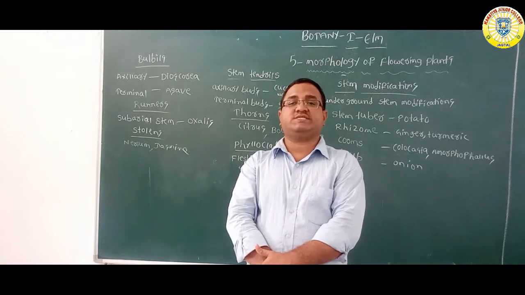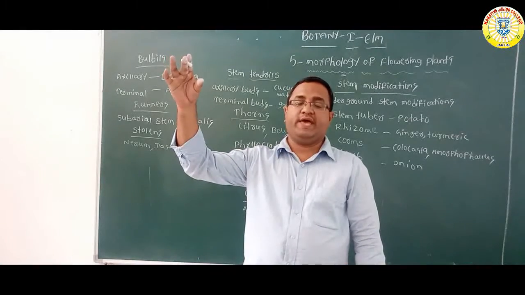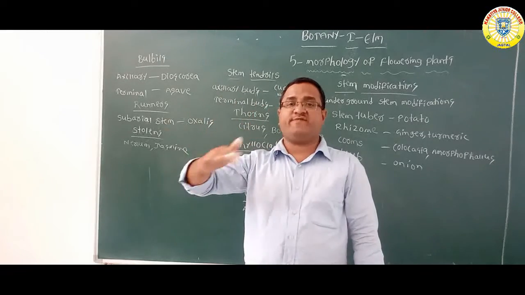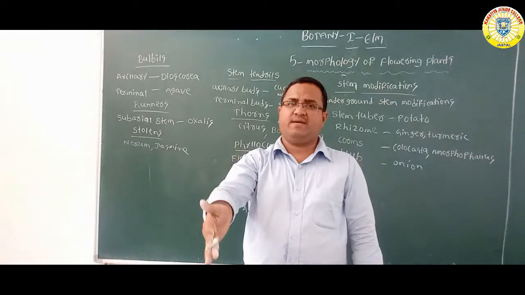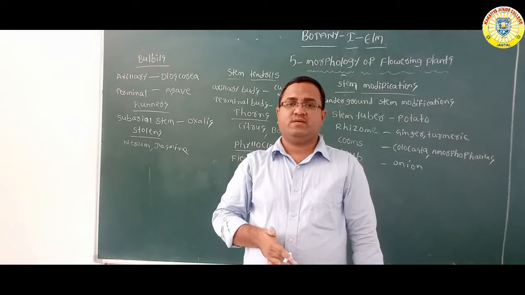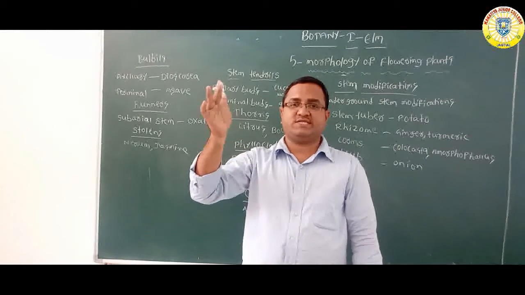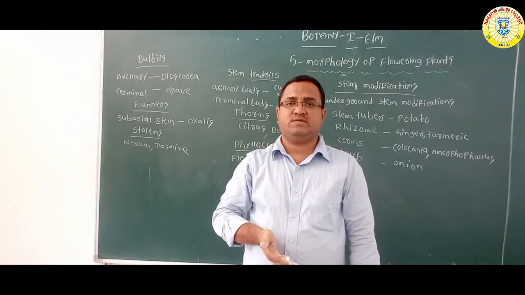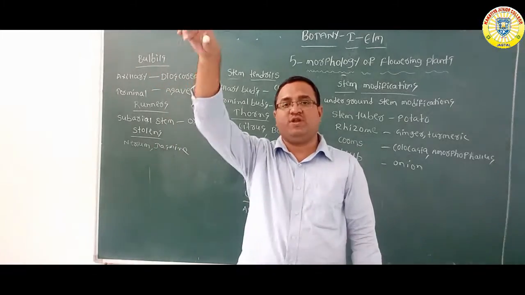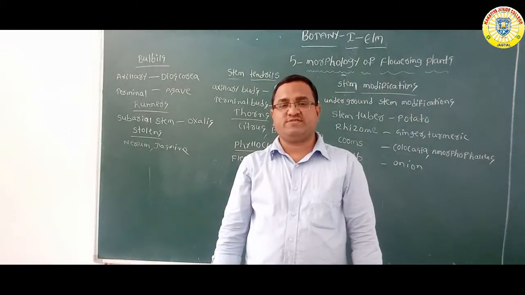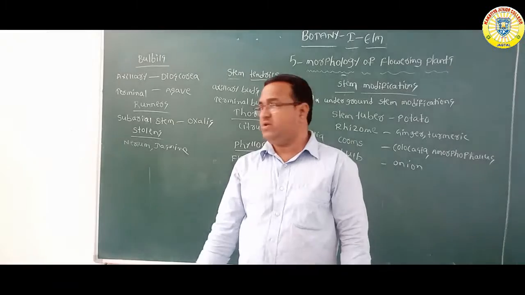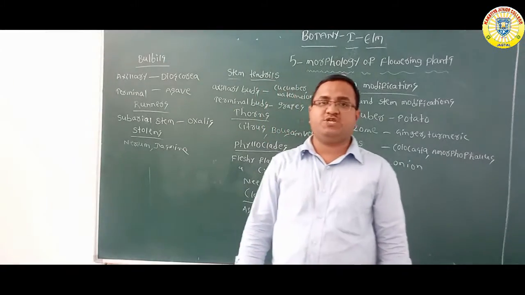These lateral branches grow aerially for some time. Then they bend downwards and touch the ground. They develop adventitious roots and grow as a new individual plant. This type of vegetative propagation is called the stolon method. Examples: Nerium and jasmine. This is about the stolons.